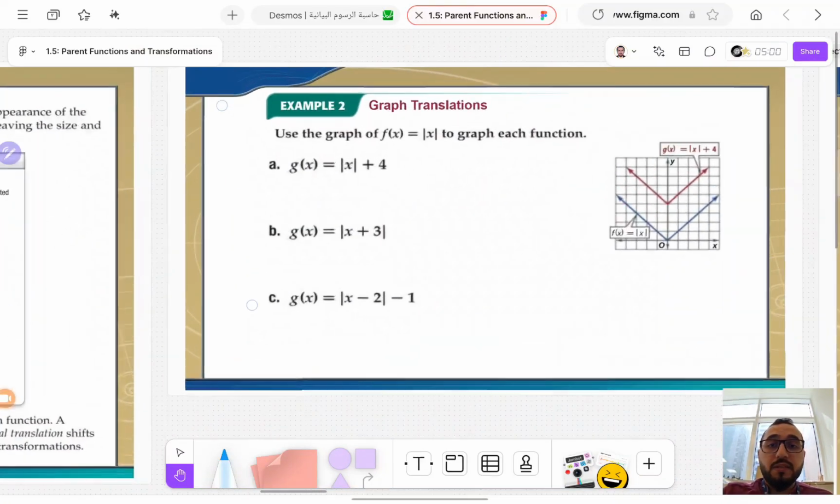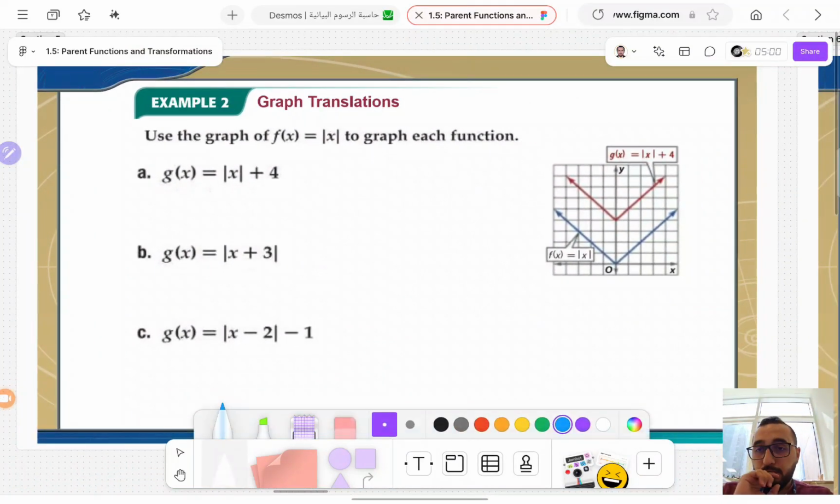Okay, look at this example here. Use the graph of f of x equal absolute value x to graph each function. As you can see here, do you think this 4 is h or k? As I told you, this 4 is alone, it's not with the x, so that means k is equal to 4. h should always be next to the x, but I don't have anything next to the x here, so h is equal to what? 0. So now the center will be 0, 4.